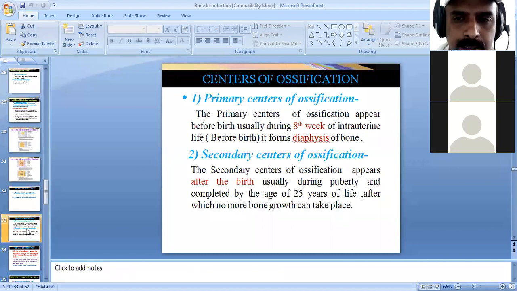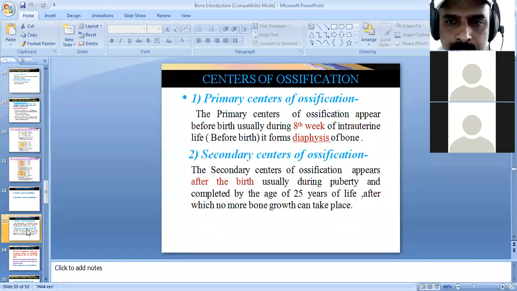So secondary centers of ossification appear after birth, usually during puberty, and complete by the age of 25 years. You should remember that the primary center appears almost all before birth, in the 8th week of intrauterine life, forming the diaphysis. Secondary centers appear after birth, usually during puberty, and are completed by the age of 25 years. This is what you should know about the centers of ossification.